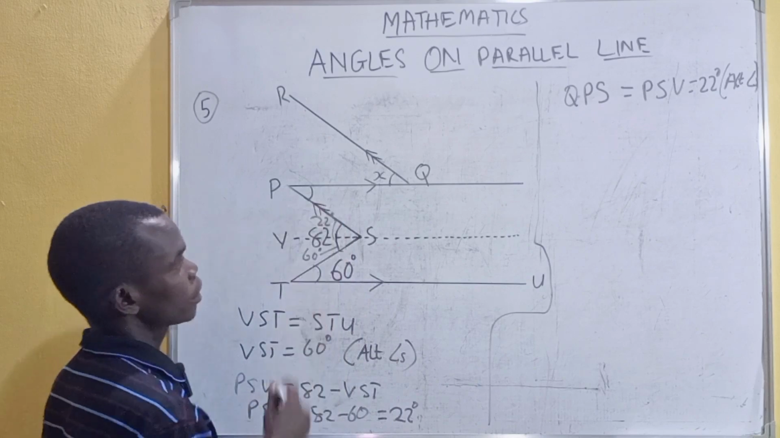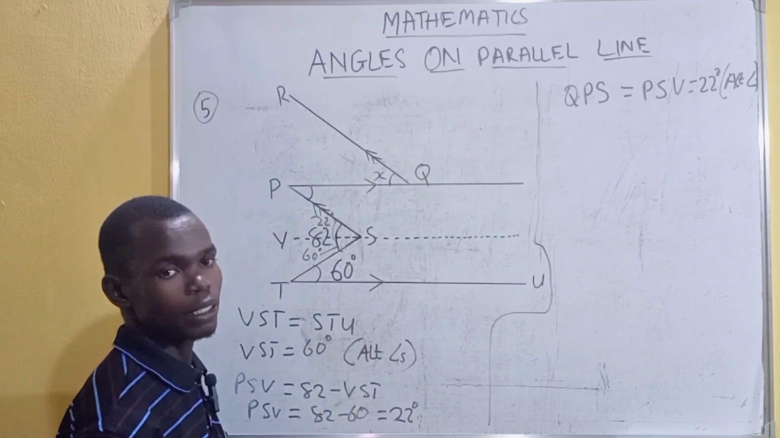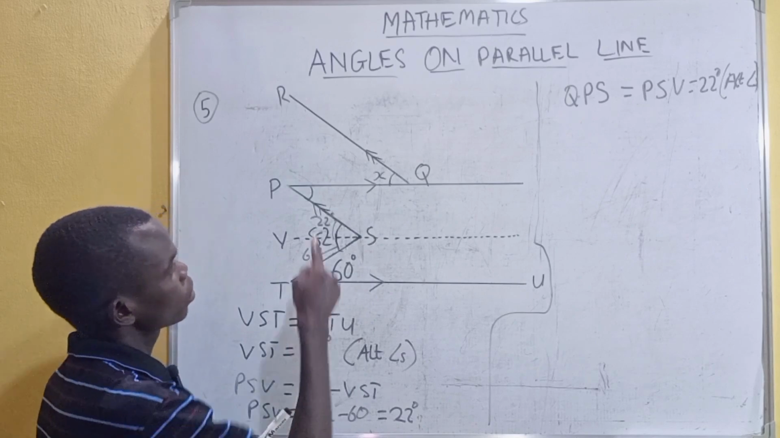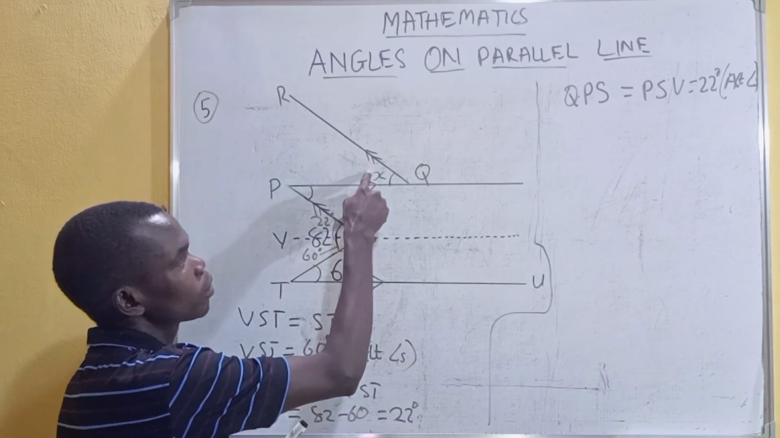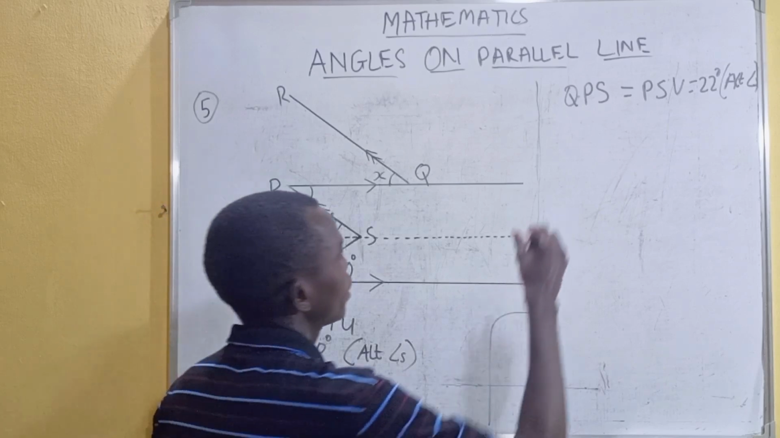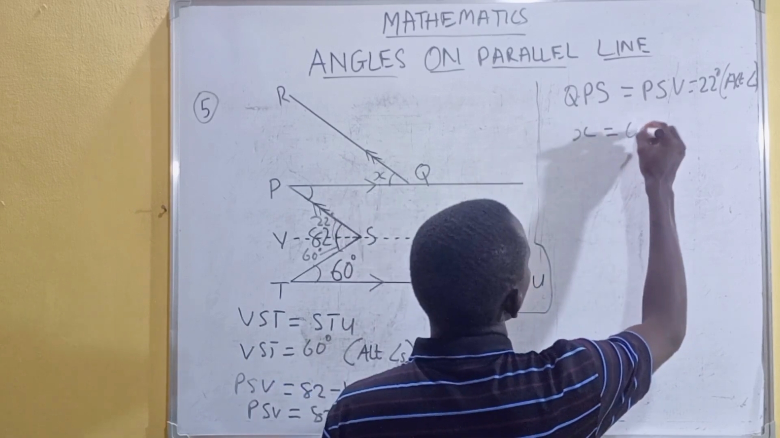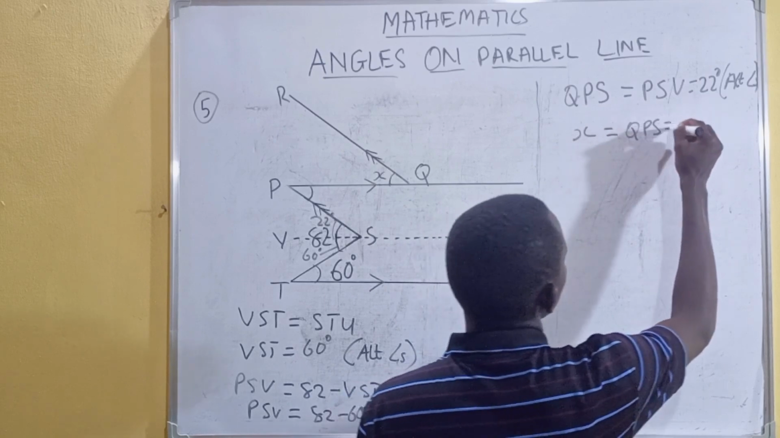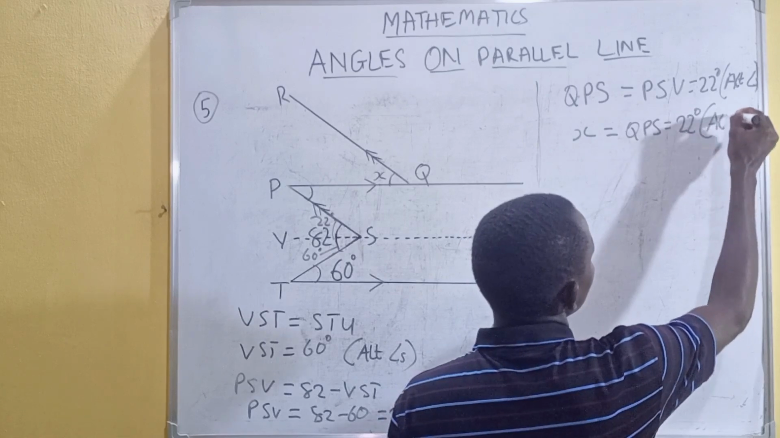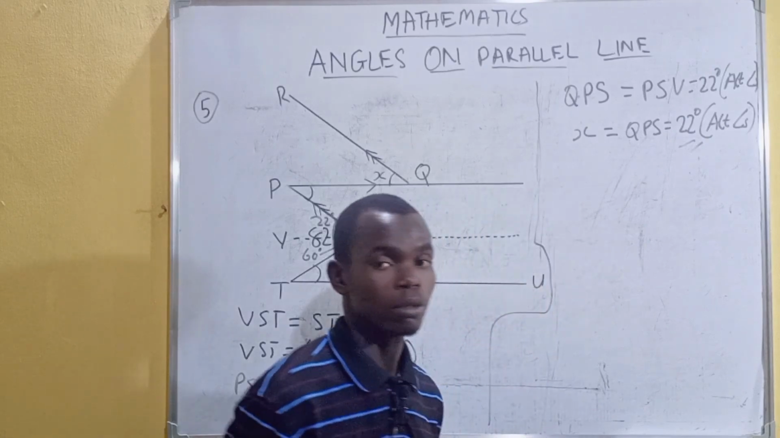When you look at this question again now, in this pair of parallel lines, this line is also acting as a transversal line between this pair of parallel lines. This angle will be equal to this angle, which is also called alternate angle. Our S will now be equal to angle UPS, which is equal to 22 degrees. Alternate angles. So this is our answer to this question.